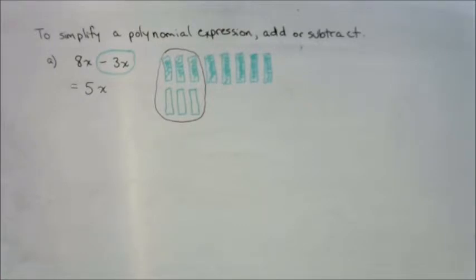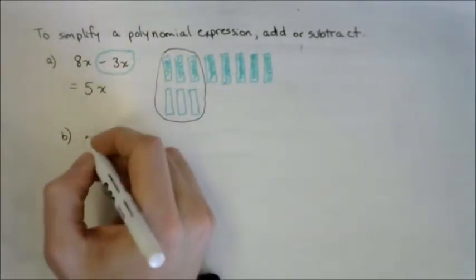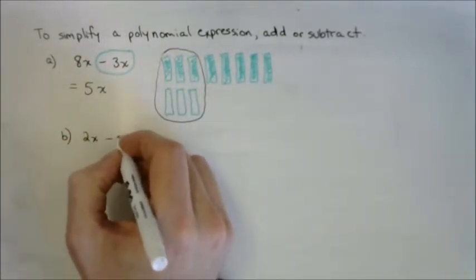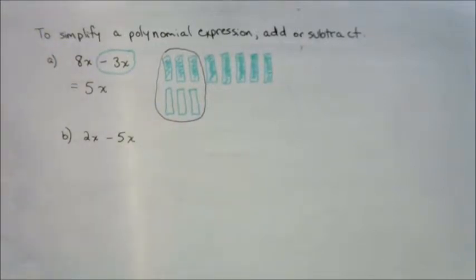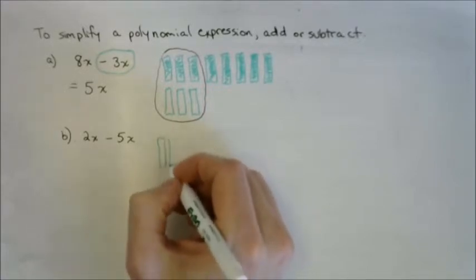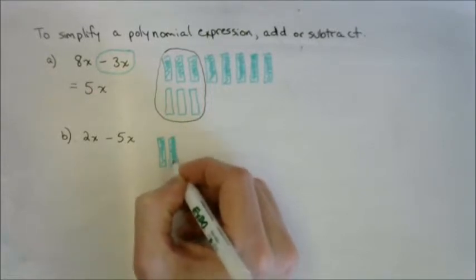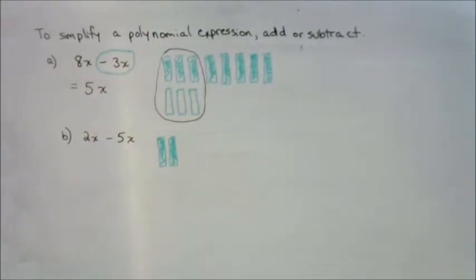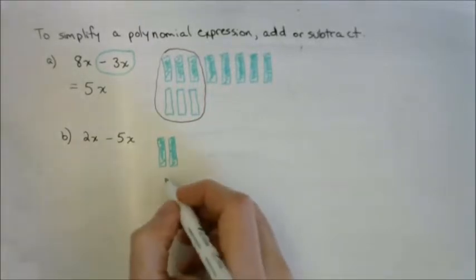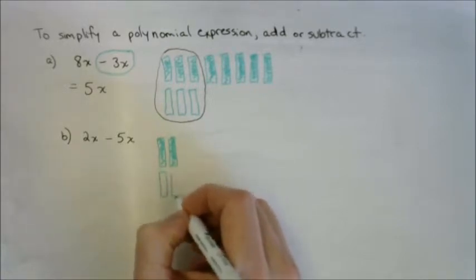The next example is going to demonstrate why we do it this way, and it is 2x minus 5x. So I have two positive x's, which we can represent using two filled in bars. And now what would happen if I started crossing out 5 x's? I'd run out. It might be difficult in this problem. You can see the answer is going to be negative 3x, but it might be difficult to see that. So instead what we do is we just draw 5 negative tiles.